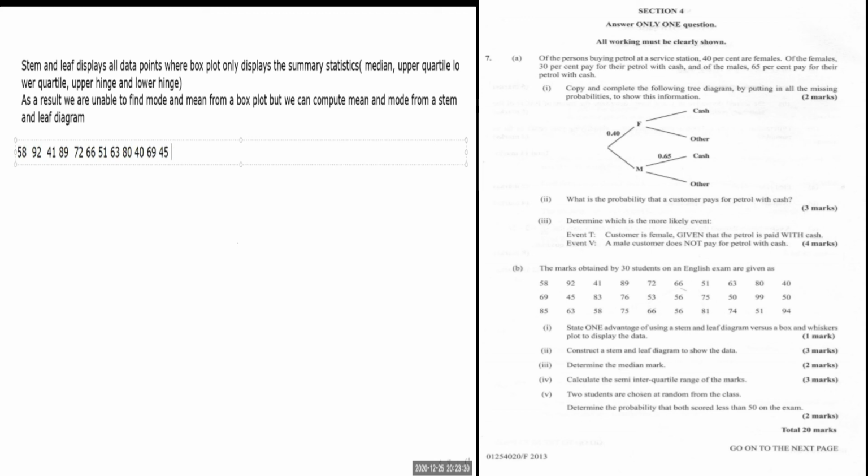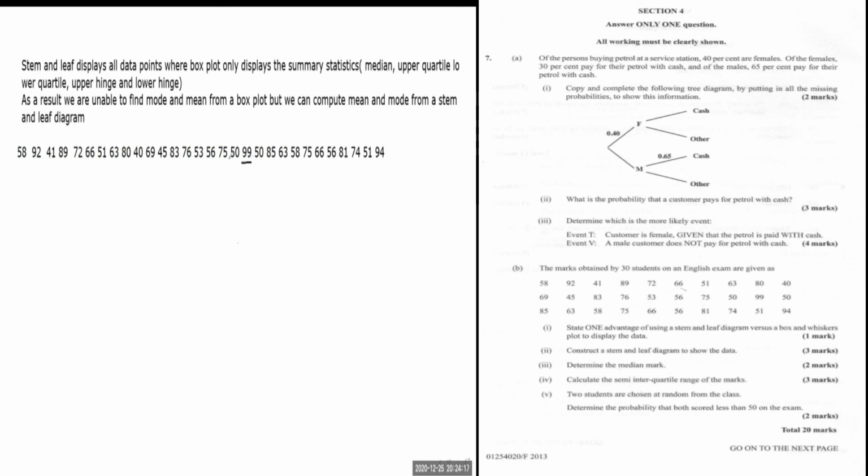45, 83, 76, 53, 56, 75, 50, 99, 50, 85, 63, 58, 75, 66, 56, 81, 74, 51, and 94.